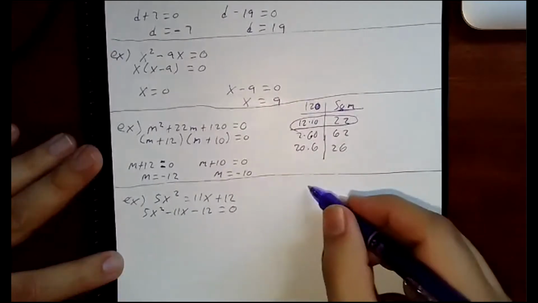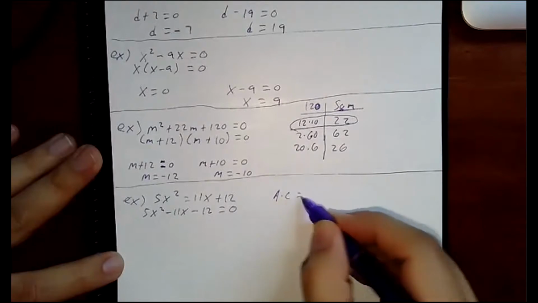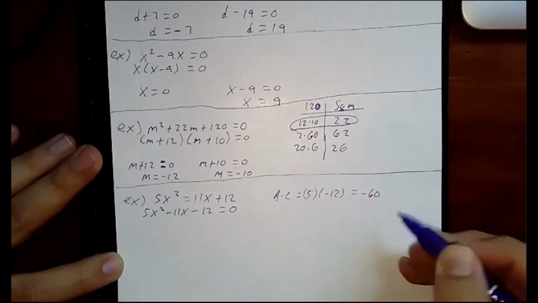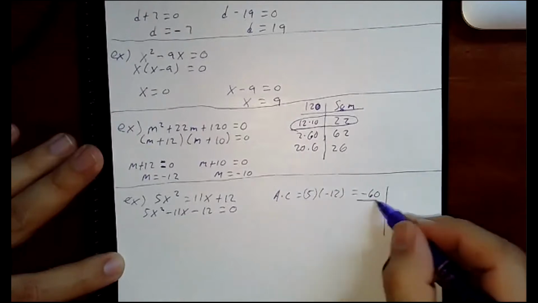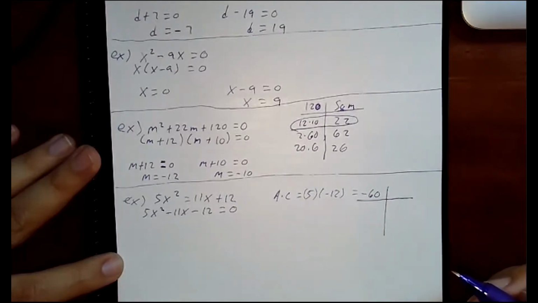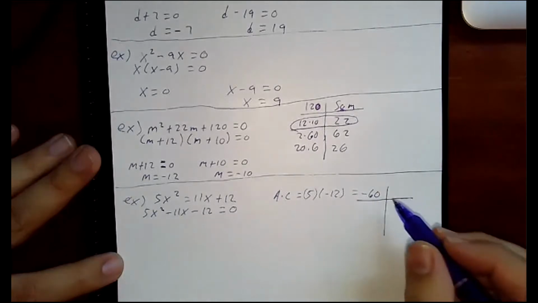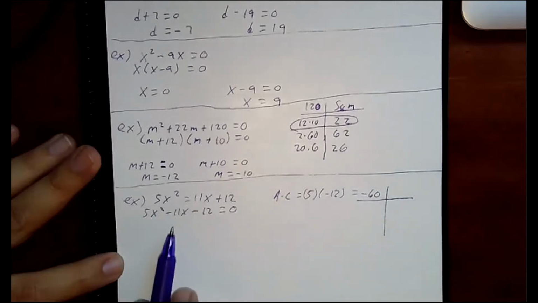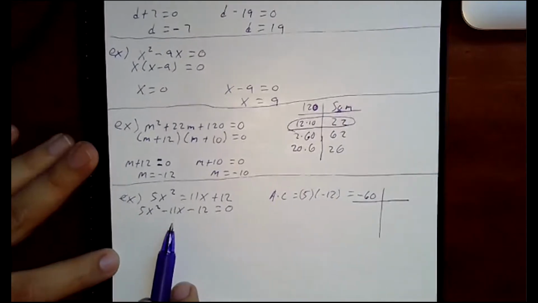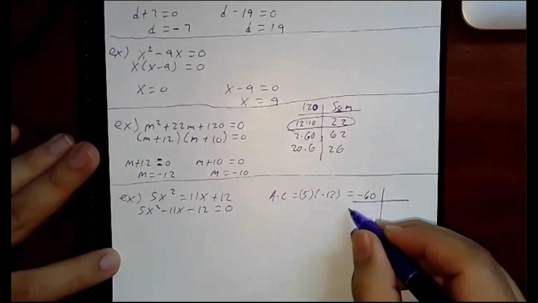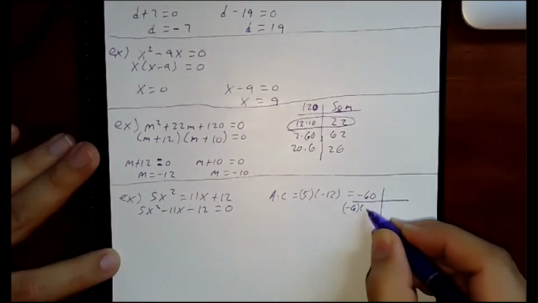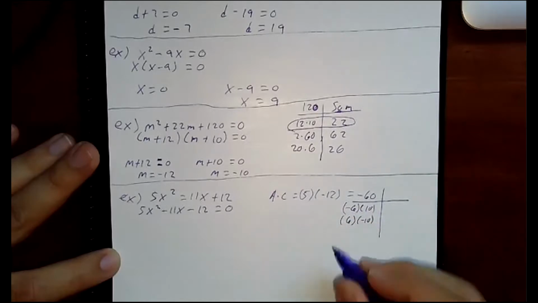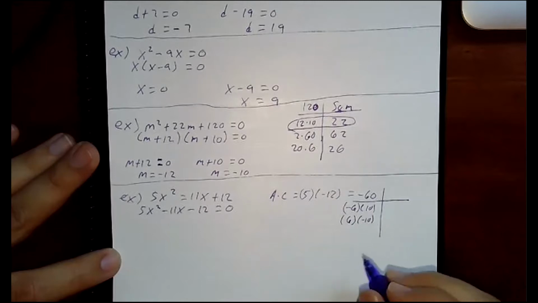So now we have to do the AC method. So A times C is equal to 5 times -12, which is -60. Factors of -60 that add up to -11 is what we want. So let's see, 6 and 10, 6 and -10, that doesn't work. What else?